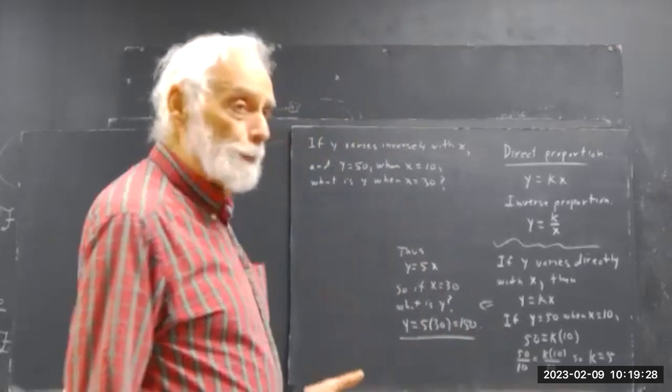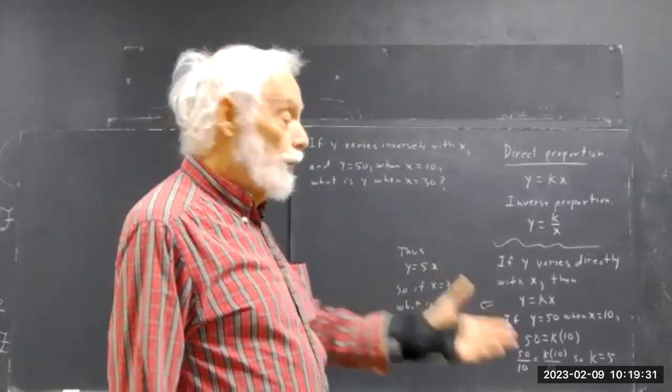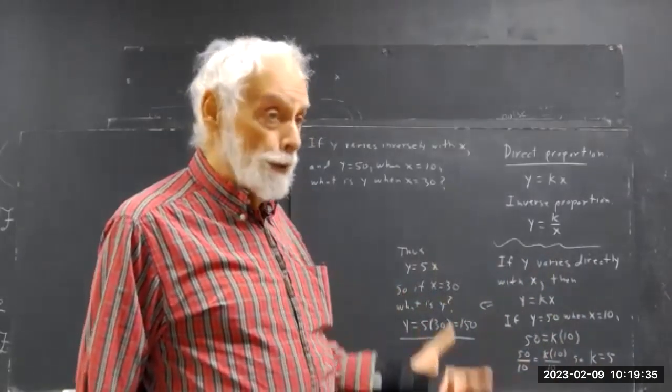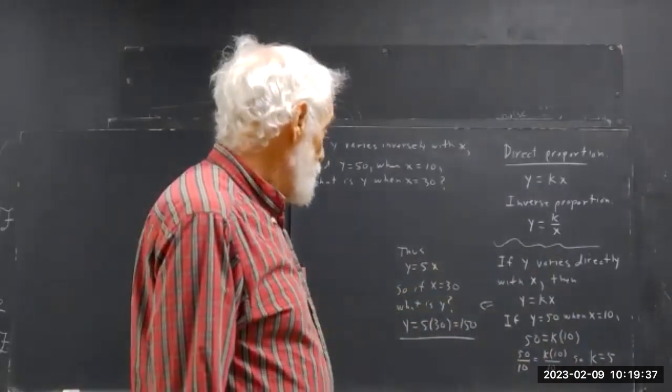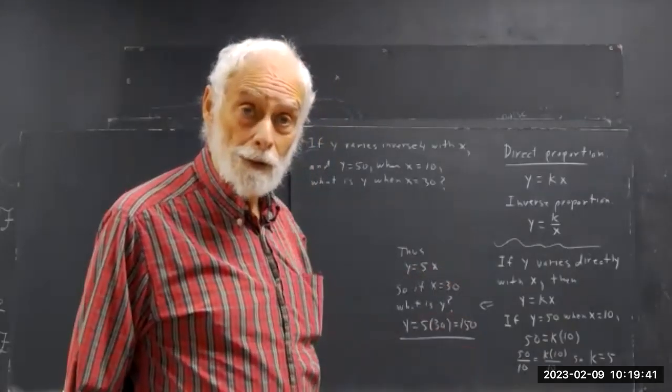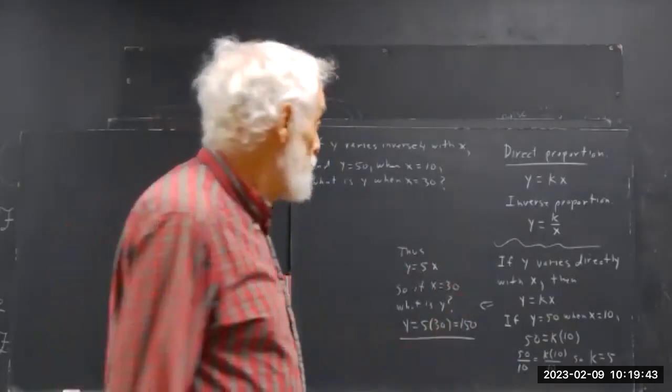Now, if we establish the proportionality, we can find y values for a bunch of x values, or we could find x values for y values. If the equation was 100 equals 5x, you could solve for x, divide both sides by 5.